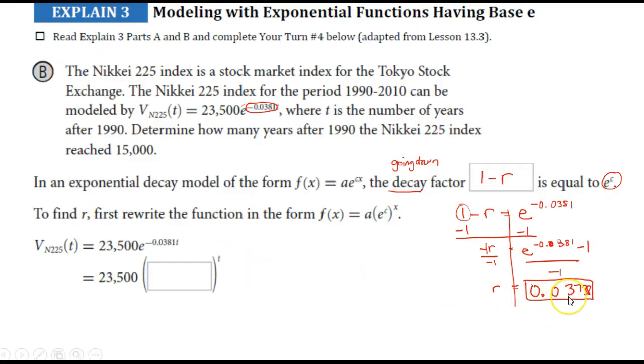So our rate of decay is about that as a decimal. Now to change it to a percent, we are going to multiply by 100. So take some time on your calculator and figure out what that would be. And you should get something like 3.738%. Alright, so we kind of figured out its decay rate. Now we want to figure out, okay, at what point would it be $15,000. So let's go back to our Desmos calculator.